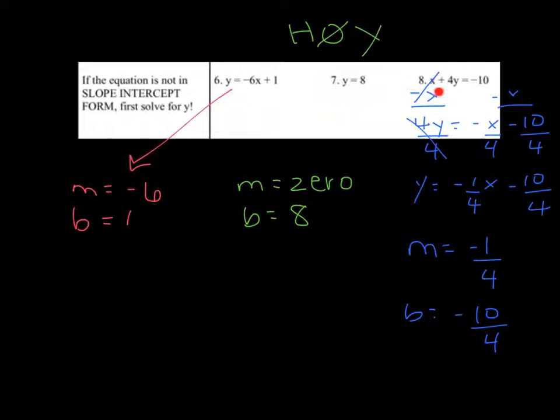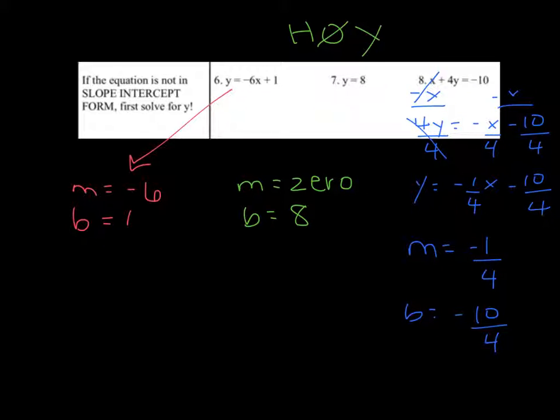For number 8, this equation was written in standard form because x and y are on the same side, so I had to solve for y because I wanted to put it into slope-intercept form. First I subtracted x from both sides, and then I divided everything by 4. Now the part that might have thrown you off a little bit is this first part right here. When I do negative x over 4, remember that's negative 1x, so that's where this negative 1/4 came from, okay?